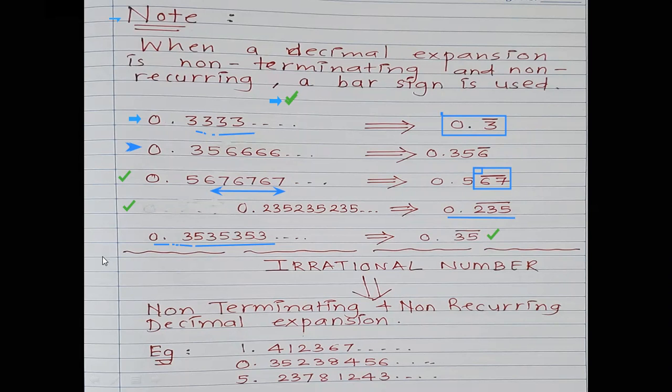Now, coming to the next, irrational numbers. Irrational numbers, as we discussed before, would have a non-terminating and non-recurring decimal expansion. I say it again, a non-terminating and non-recurring decimal expansion. Let us understand it further with a few examples. Let's say the first one is 1.412367. First of all, you will observe that it is non-terminating.